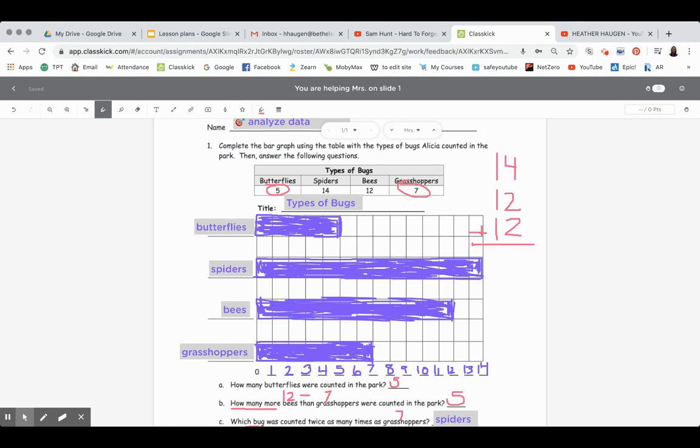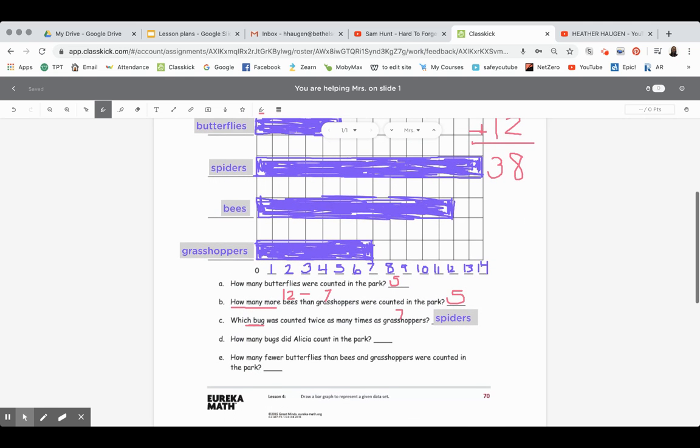So in the ones place, I have 4 plus 2, which is 6, plus 2 more, which is 8. And in the tens place, I have 1, 2, 3, which means when I go back down to D, how many bugs did Alicia count in the park? Make sure you write 38. She counted 38 bugs in the park.